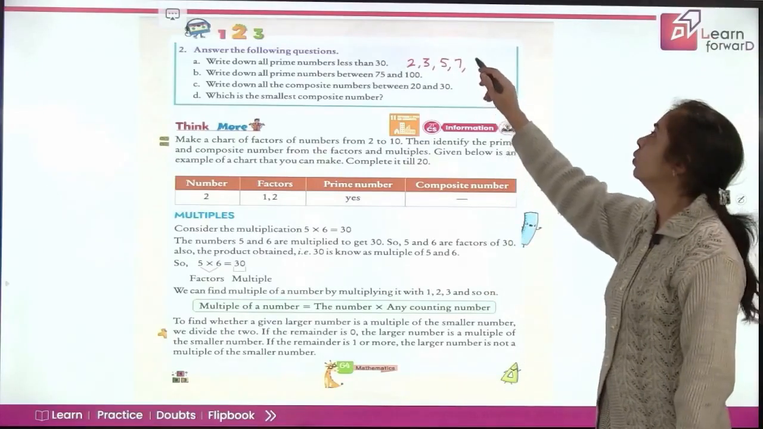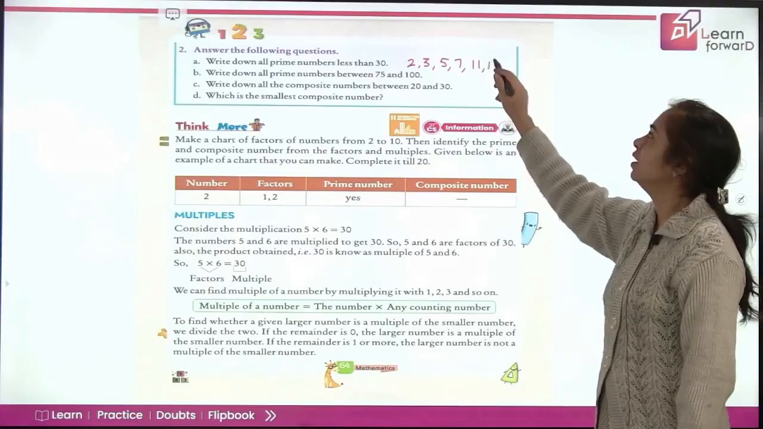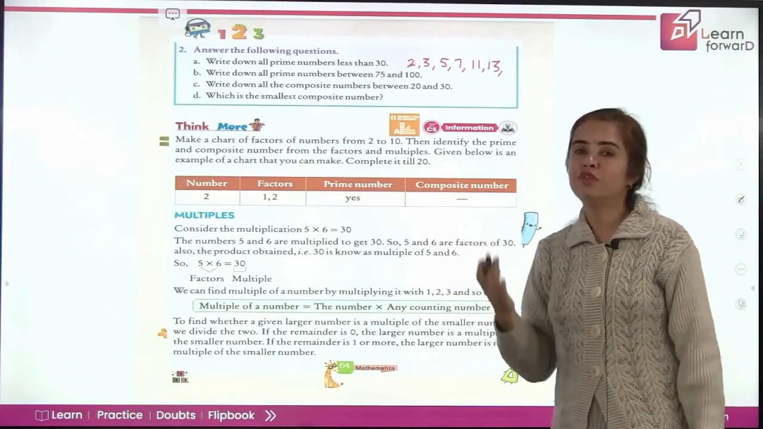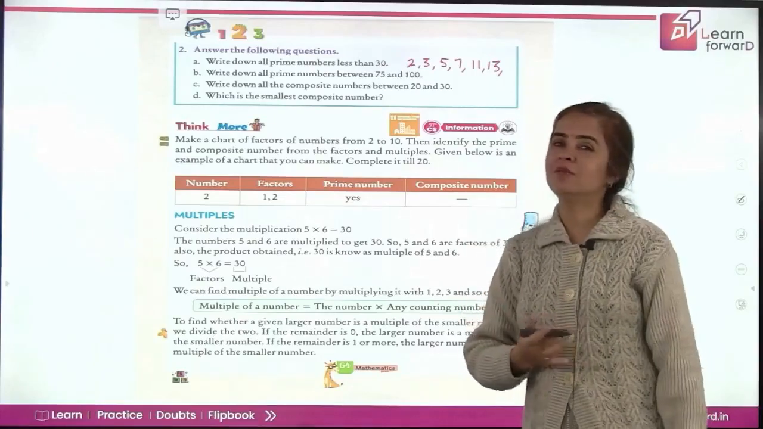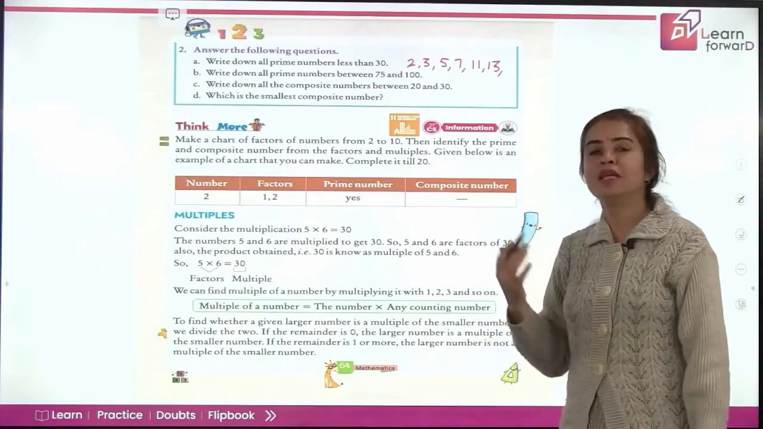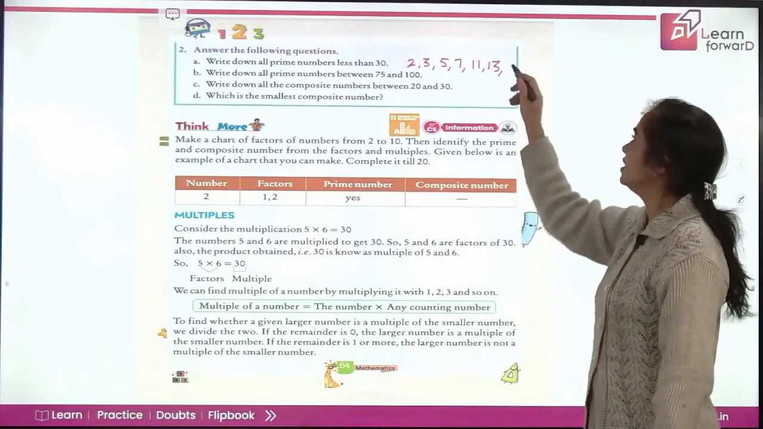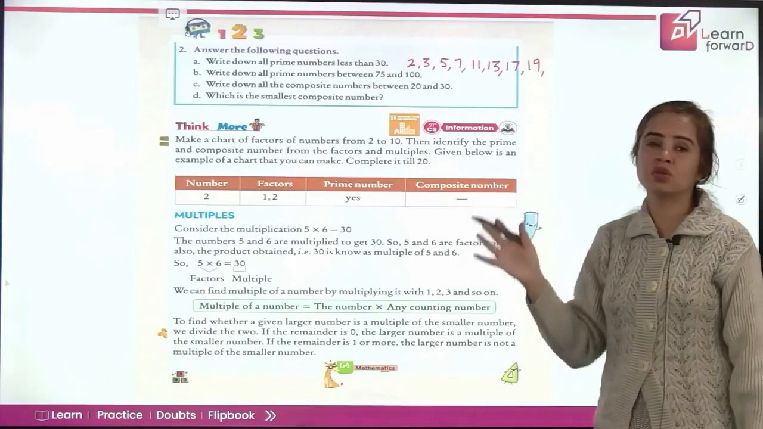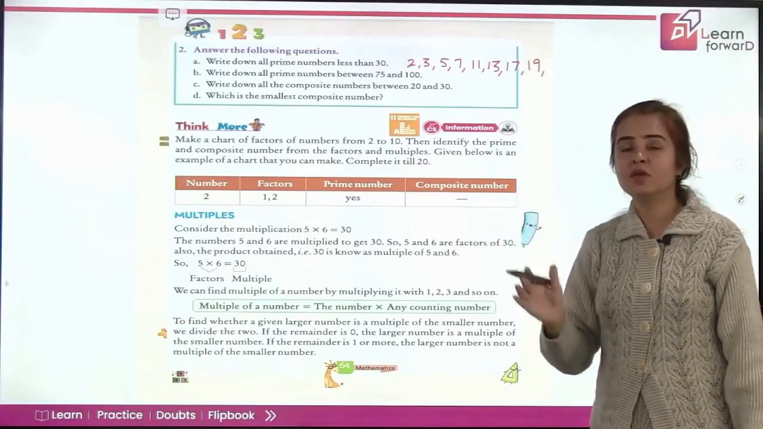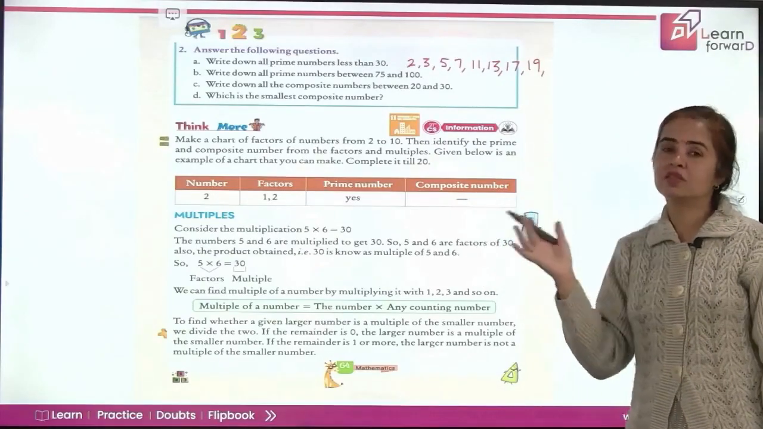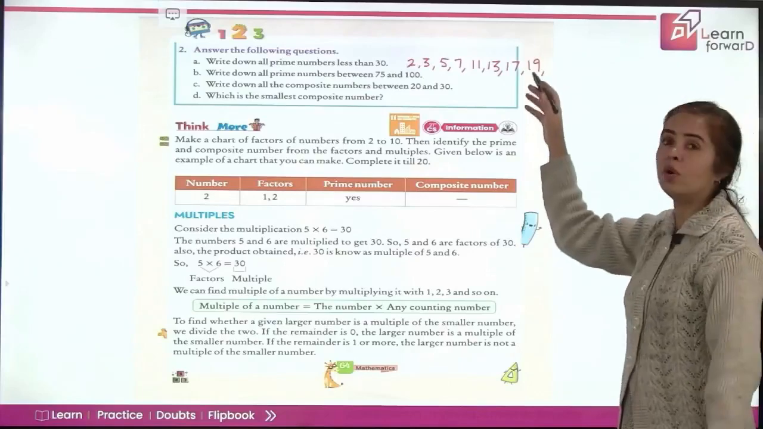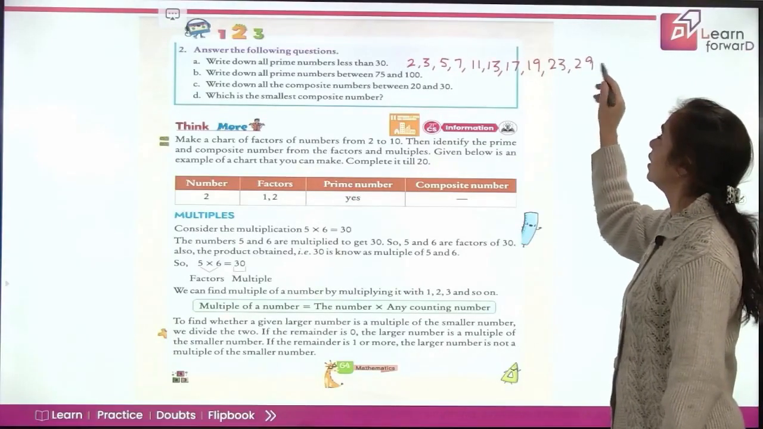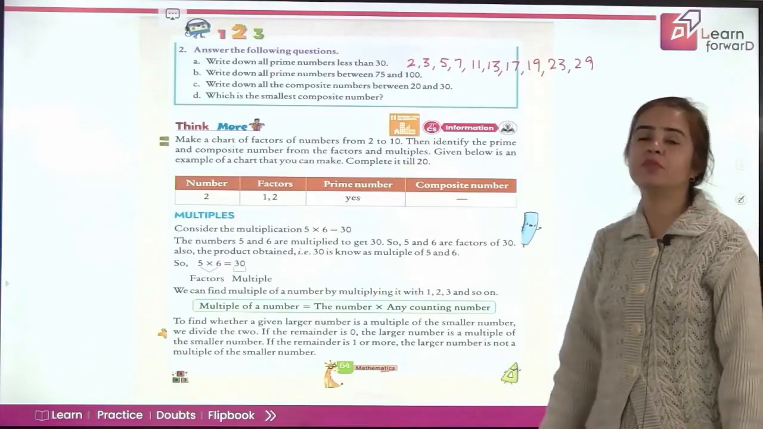10? No. 11? Definitely. 12? No. 13? Definitely. 14 again? No. 15? No. It is divisible by 3 and 5 both. Then 16? No. 17? Yes. So this way we continue. 19. 21 is also not a prime number, children. Just be careful before differentiating. 21 is not. 23 is, and after that 29. So this is the last prime number before 30.